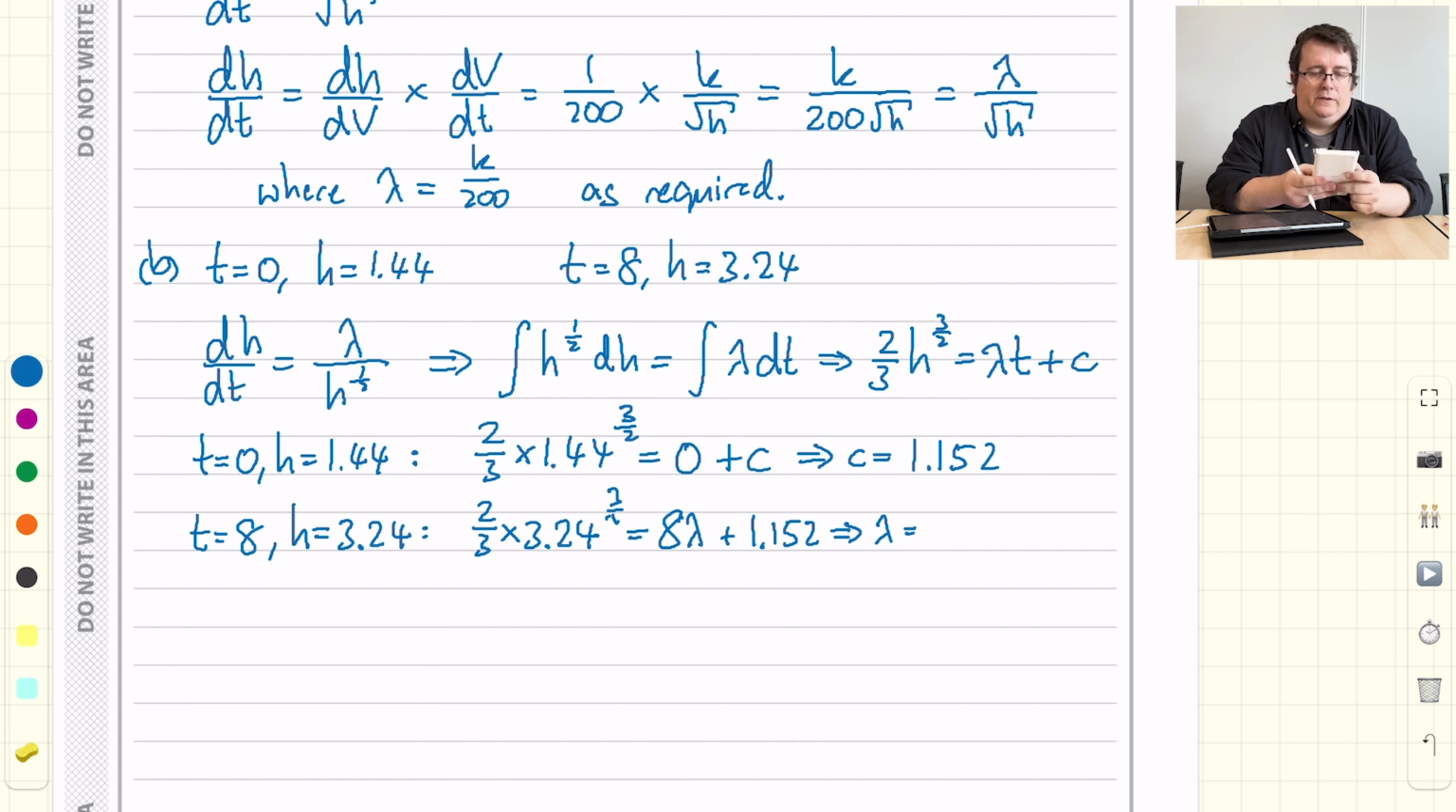So we're going to have 2/3 times 3.24 to the 3 halves, take away 1.152, divided by 8. And that's 0.342.